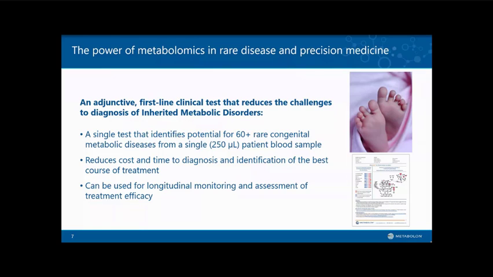And the challenge was to use the platform to determine who's affected and who's unaffected, and correctly to identify the cases of disease. And the results were that we identified the cases with a high degree of precision to correctly call all these patients. And this really shows the power of using this approach to identify rare metabolic diseases in individuals, such that we developed a single test that can identify the potential for over 60 rare congenital metabolic diseases from a single patient sample. And this kind of approach reduces the cost and time of diagnosis and identification for the best course of treatment for these patients.